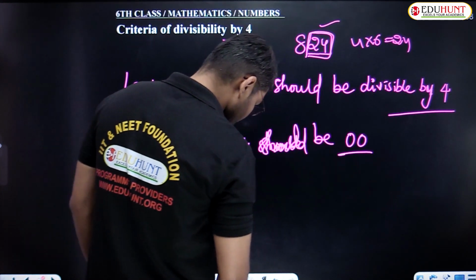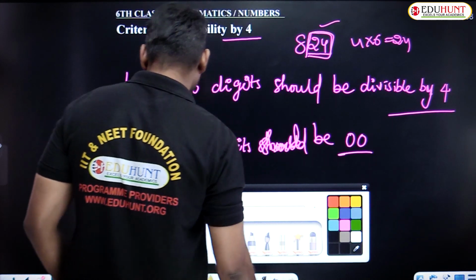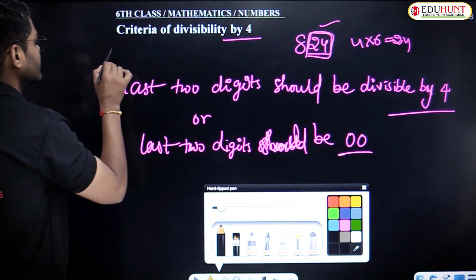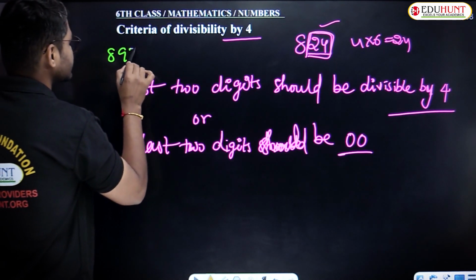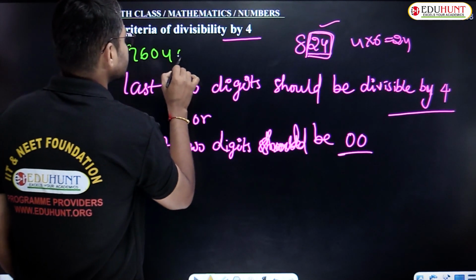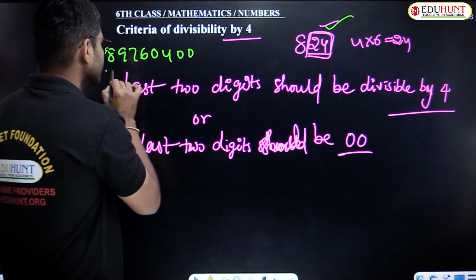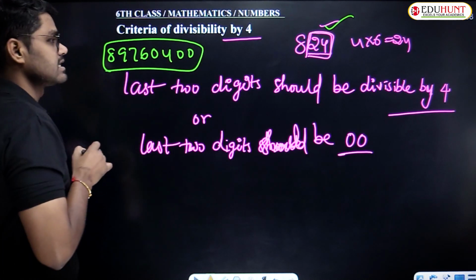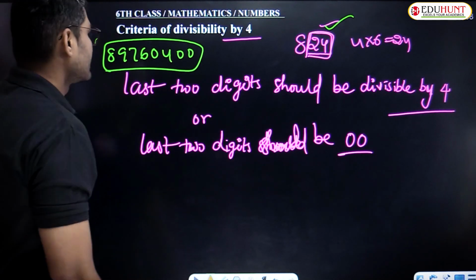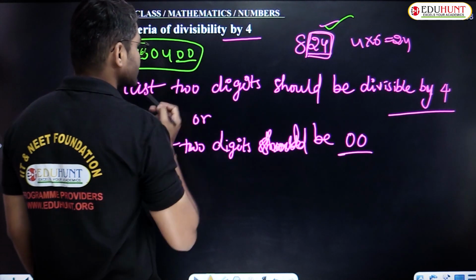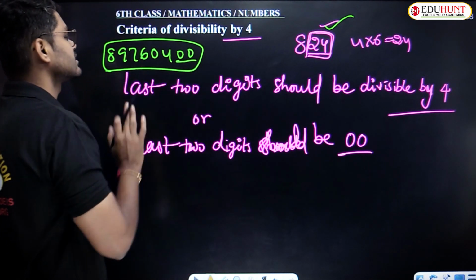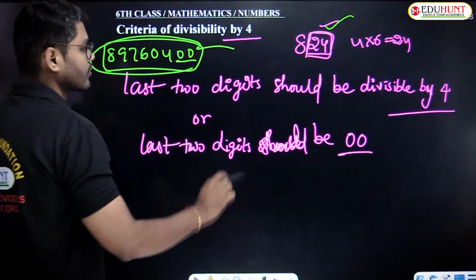Okay. If I give you one more number, one very big number like this, for example, 89760,400, we have to check whether this number is divisible by 4 or not. Check the last 2 digits. Last 2 digits are 00, then this whole number is divisible by 4.